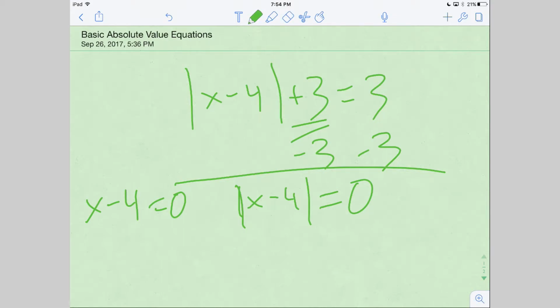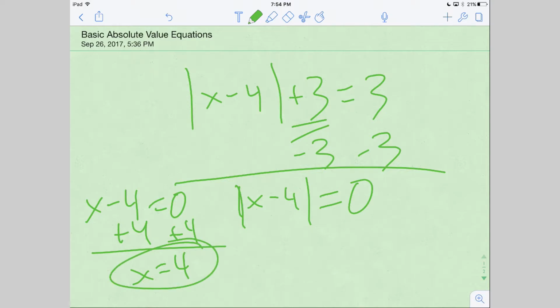Because it's 0, we only have to solve for one thing: add 4 to both sides, and x could be 4, just like that. And in this case, that's our only answer, because 4 minus 4 is 0, the absolute value of 0 is 0, plus 3 equals 3. If we were to try something different, like negative 4, we'd get the absolute value of negative 8 is 8, plus 3 is 11 and not 3. So in this case, there's only one solution.